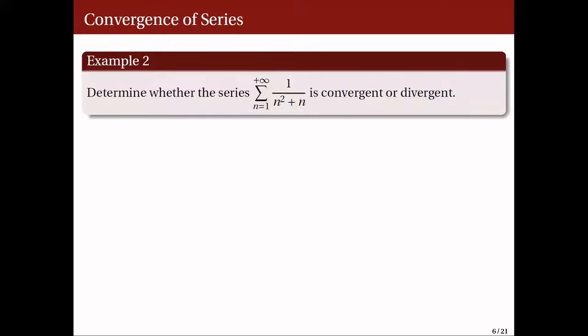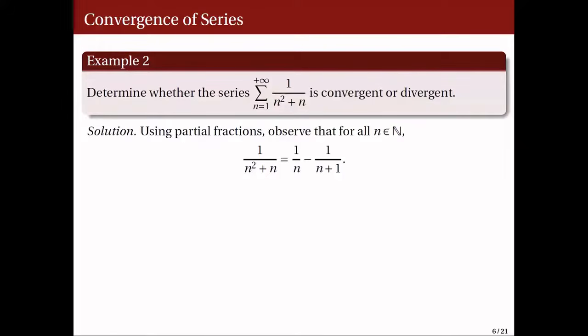For number 2, we determine whether the series summation of 1 over the quantity n squared plus n with n ranging from 1 to infinity is convergent or divergent. To solve this problem, we will use partial fractions, so we get the partial fraction decomposition of 1 over the quantity n squared plus n. Observe that for all positive integers n, 1 over the quantity n squared plus n can be written as 1 over n minus 1 over n plus 1.